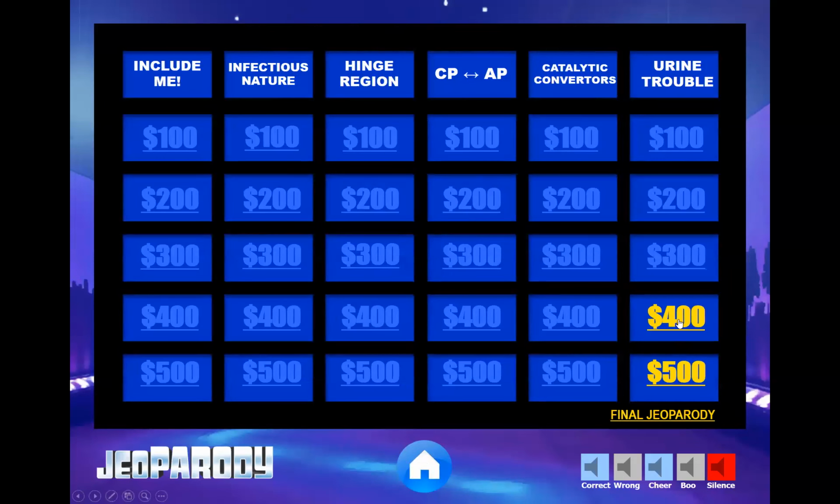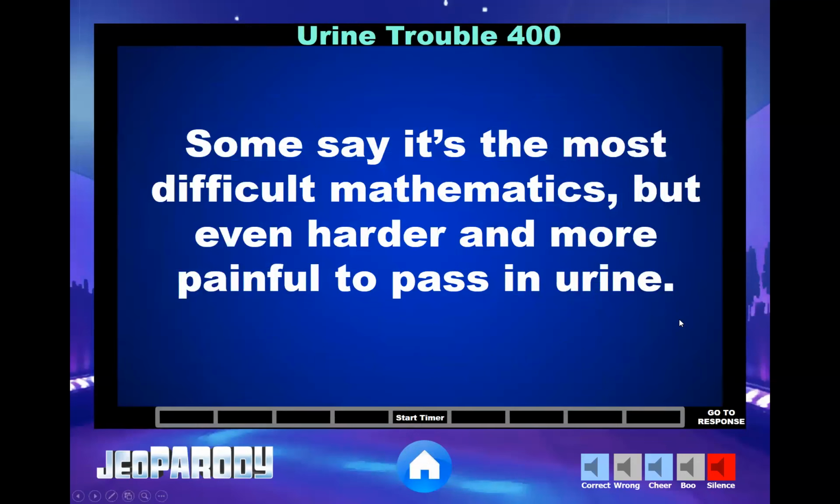Okay, you're in trouble for 400. This answer is: some say it's the most difficult mathematics, but even harder and more difficult to pass in urine. More painful to pass in urine. A renal calculus, that is correct.